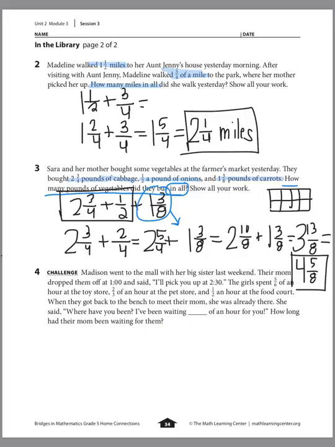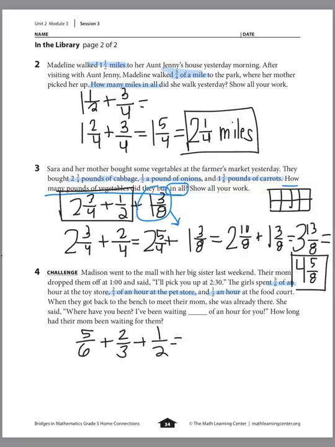So here what we're going to have to do is think, how long did they spend at all these stores? So I'm going to add up these amounts right here. So we have 5/6 of an hour. Oops, right in my highlighter. It's not going to work. Okay, they have 5/6 of an hour plus 2/3 of an hour plus 1/2 of an hour. Because I want to think, how long did they spend shopping?